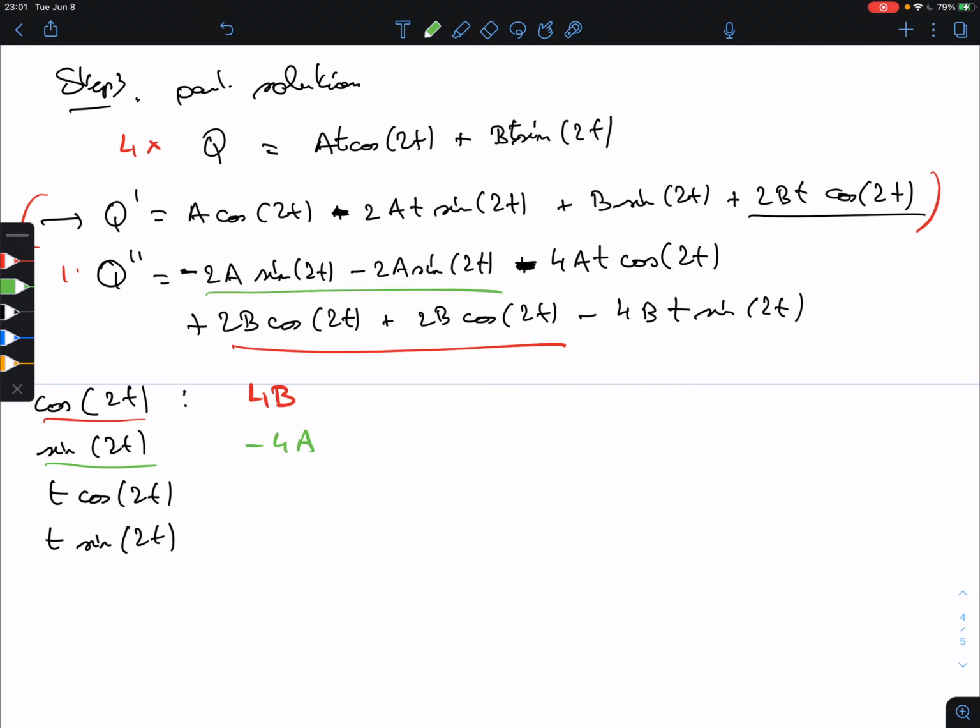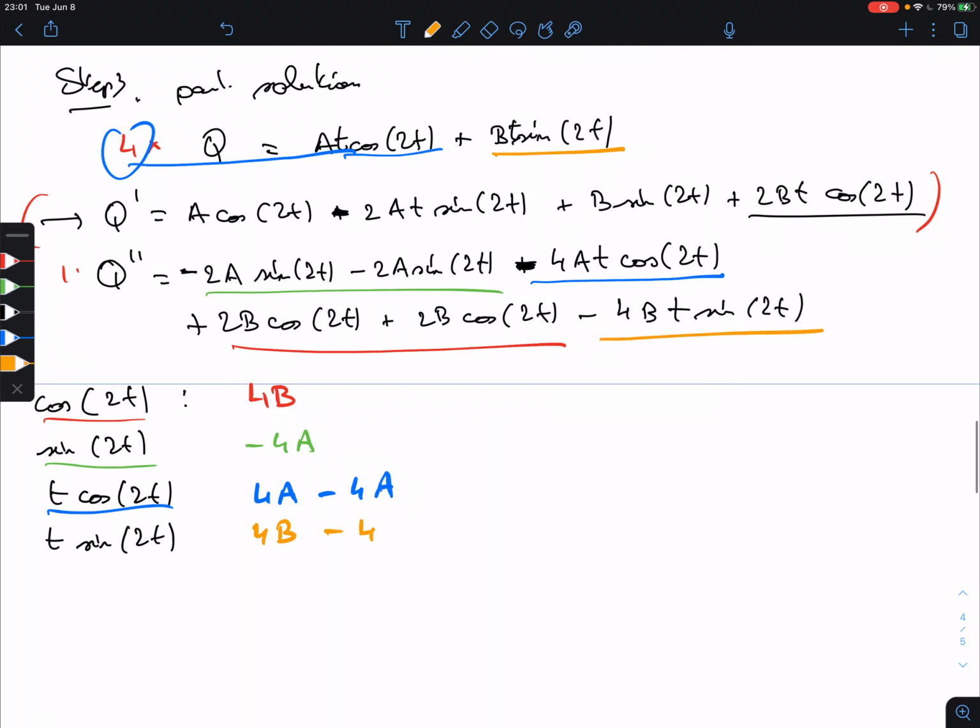Okay, now let's look at what are the coefficients of t cosine 2t. Okay, now we have this one here, 4. Don't forget there's a 4 here, so we have 4a, and then we also have this guy here, minus 4a, right? And then finally, this is 4b, again there's a 4 in front of everything, and this is a minus 4b, and now I have everything, right?